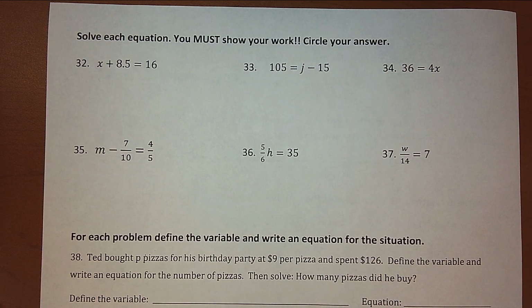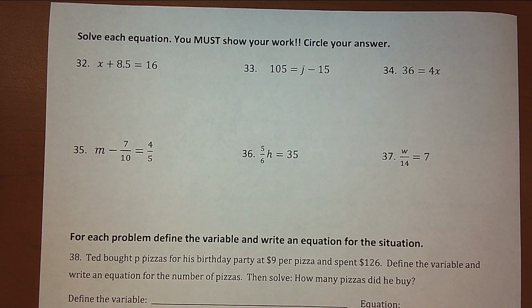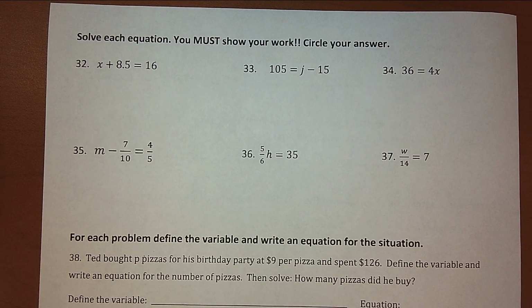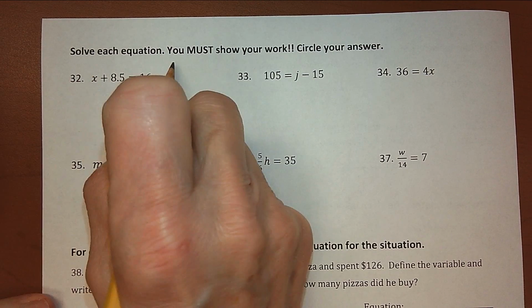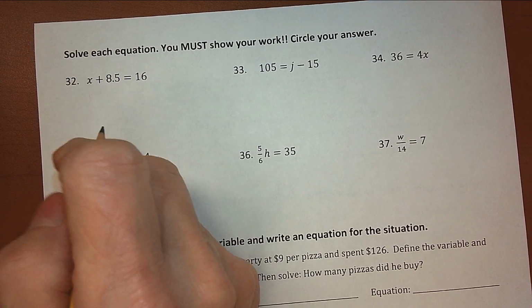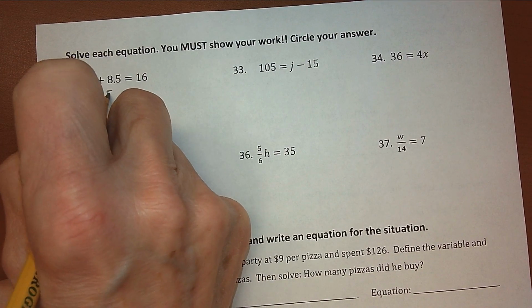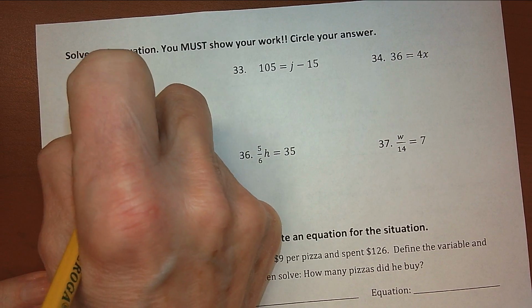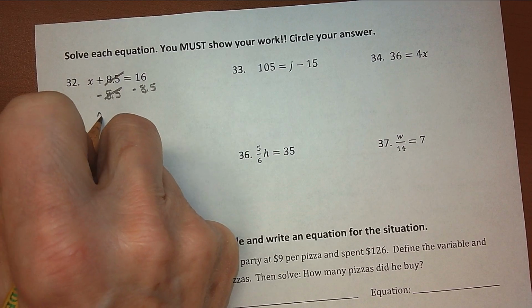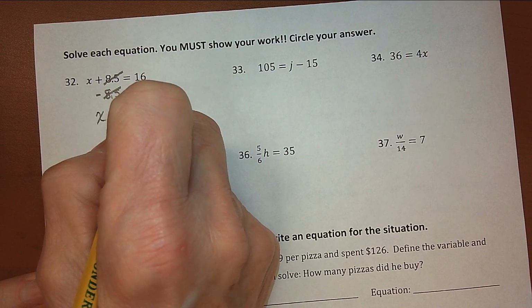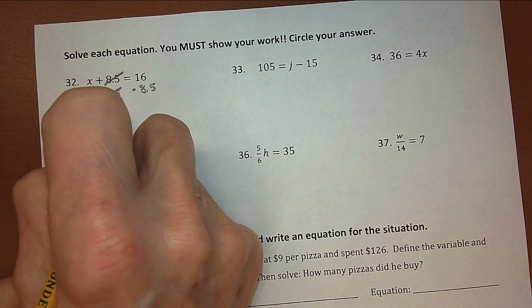All right, here we are on numbers 32 through 45 of the video answer key for the study guide for Unit 5. So starting with number 32, it says solve each equation. You must show your work, circle your answer. So we're going to show inverse or opposite operations on both sides of the equal sign. That eliminates over here. And 16 minus 8 and 5/10 is 7 and 5/10.